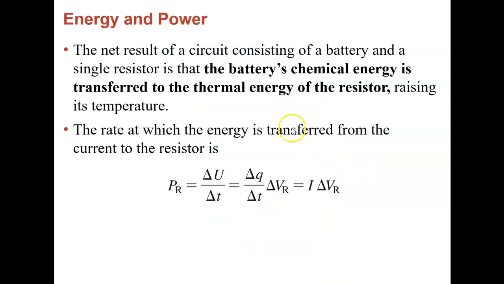Okay. So the net result of a circuit consisting of a battery and single resistor is that the battery's chemical energy, as we said, is transferred to thermal energy, raising its temperature. The rate that the energy transfers from the current to the resistor is this. So power is change in energy divided by time, just like it was with mechanical power. This change in energy is your current times your potential difference, which is your current times the potential difference of the resistor.